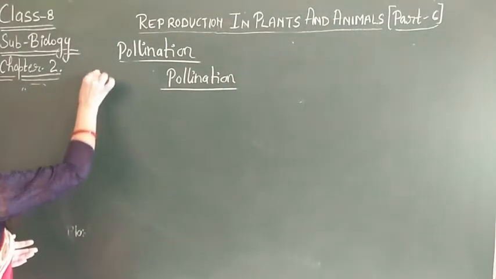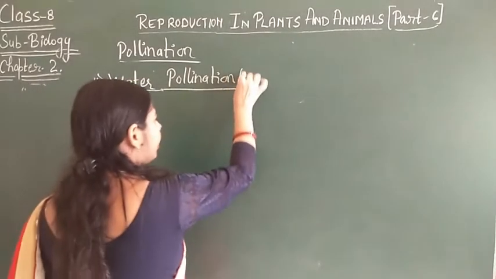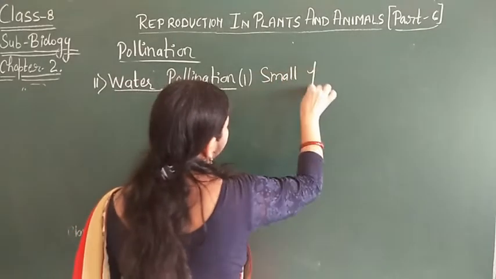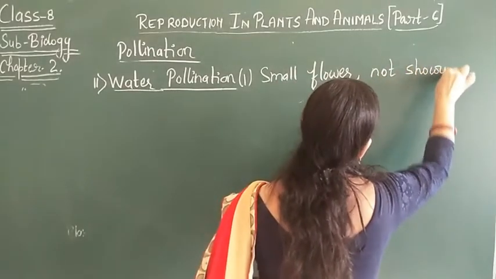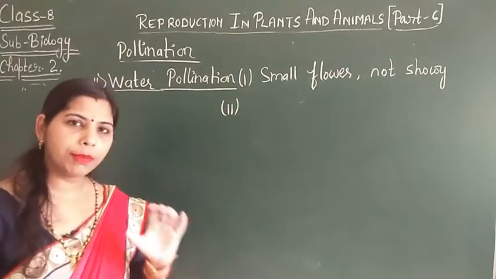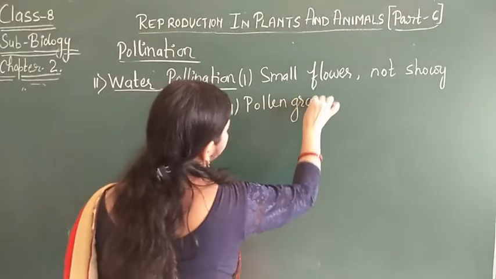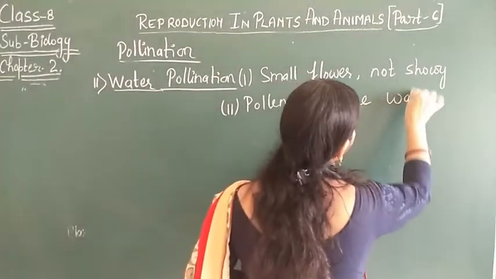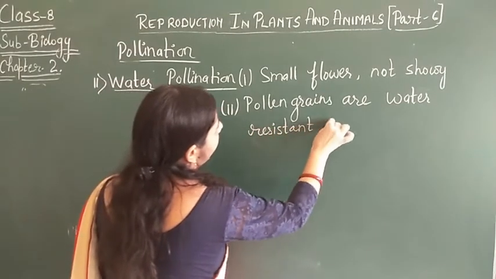So let's move toward water pollination. Let's see the characteristics of water pollination. The first characteristic is the same as wind pollination: small flowers, not showy and not brightly colored. Second is the same: pollen grains are produced in large quantities. And one more important thing, pollen grains are water resistant and spongy.